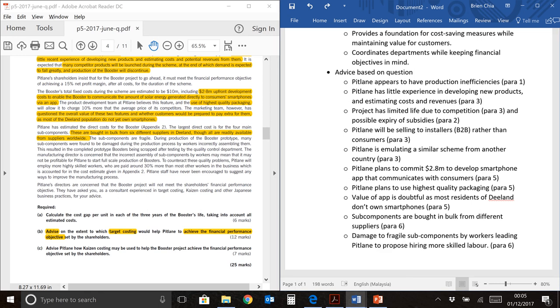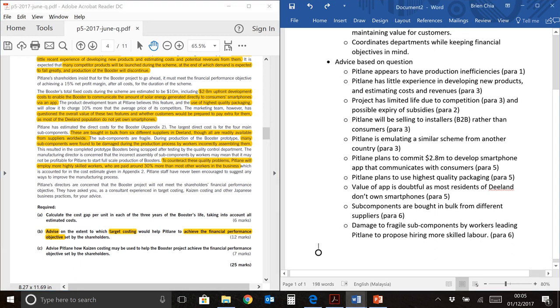Damage to fragile components by workers is leading to Pit Lane hiring labor. You will find this over here. Many subcomponents were damaged when they tried to do some prototypes. And because of that, Pit Lane is now going to hire more skilled workers and pay them 30% more. As a consultant, you might want to think out of the box and question that 30%, whether you really need to pay so much money, or maybe you need to change your training systems so that your workers can do the job and you don't need to pay them so much. Or you might even consider automation, where robots will assemble your product for you. So that's something we might want to talk about when we're trying to close the cost gap.